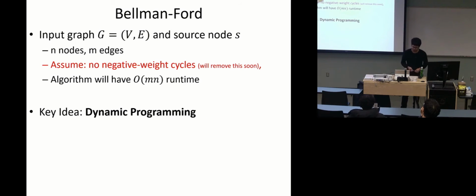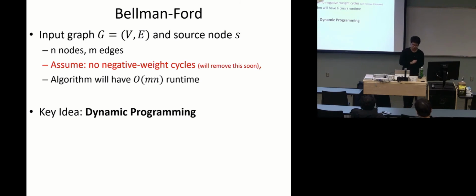Okay. So the setting is that you have a graph and you have a source node. And let's say n is the number of nodes, m is the number of edges. And let's assume for now that there is no negative weight cycle. We will remove this assumption soon. And we will show an algorithm with this running time, mn.